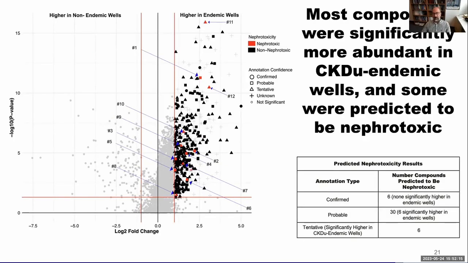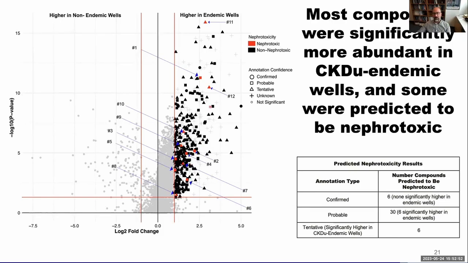What you can see is you have a significant right bias in these samples. And then we've color-coded these according to annotation and nephrotoxicity prediction, especially in the area where we have compounds that were higher in endemic wells. So what you see is that we have a few compounds that were either confirmed or probable IDs, tentative structure annotations, which are predicted to be nephrotoxic, that are significantly higher abundance in the endemic wells than in the non-endemic wells.